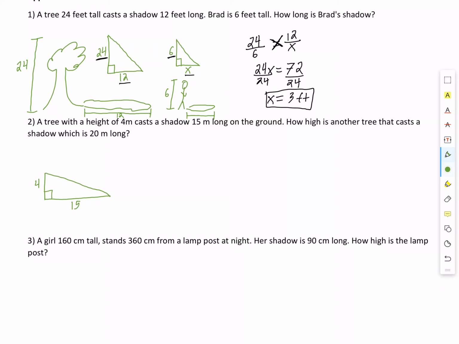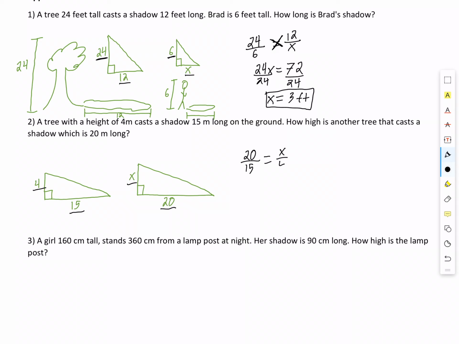Then how high is another tree that casts a shadow 20 meters long? Okay, so now we don't know how high this tree is, but we do know it casts a shadow. How long? 20 meters. And so we're solving for that x. So now let's just make our proportions again. So we can do 20 divided by 15. That's equal to x over 4.